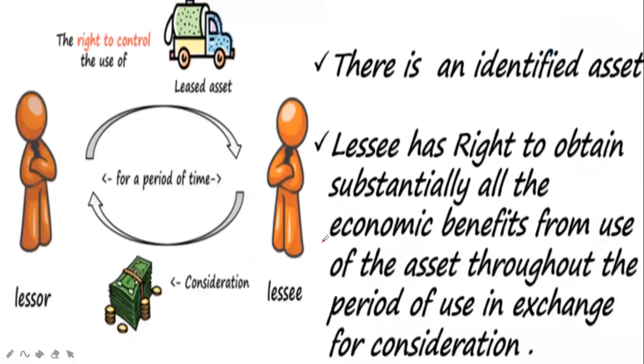So there is an identified asset, and certain rights are given for a specific period. It cannot be for a lifetime. If the asset were given for a lifetime, the person could buy it instead. So he's not buying, he is just using. There are two persons: if person A does not have a house to live in, he can take a rented house. So this is like a rent agreement.